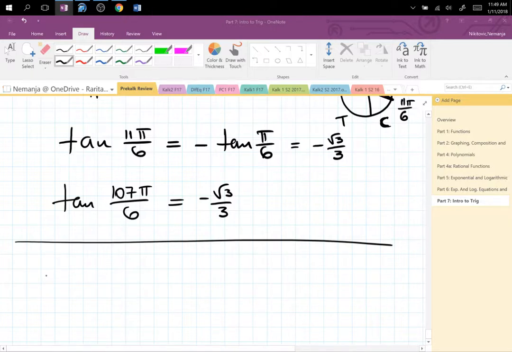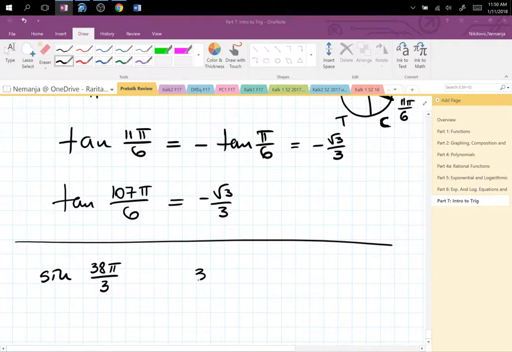I will do one more, and then I will ask you to do one. So sine of, let's say, 39 pi over 3. That's not good. 39 can be divided by 3. So let's go with the 38. So 38 pi over 3.